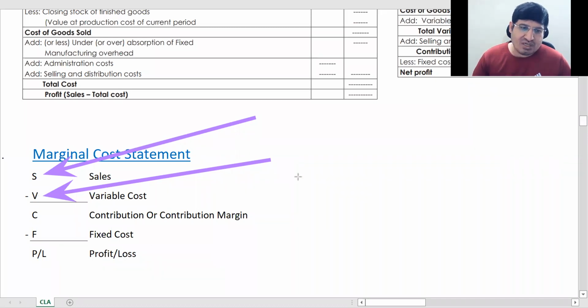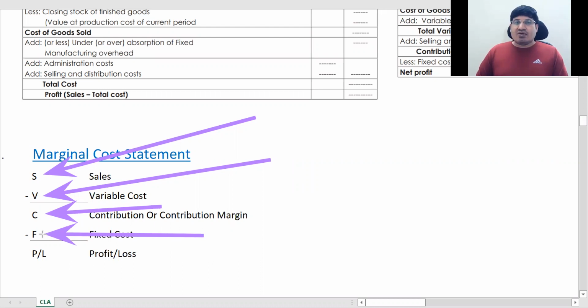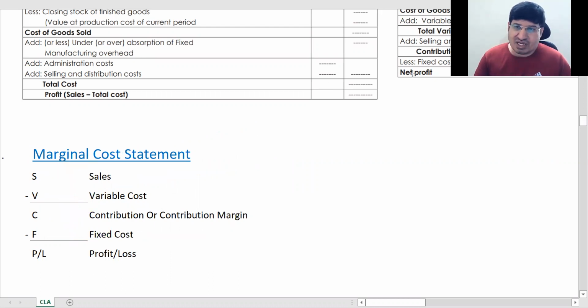So the difference between the two gives you a fund called contribution. From contribution, if you deduct your fixed cost, which is your period cost, which remains constant for a period, it's also called period cost. Once you deduct that, you will get profit or loss. So basically this is how marginal costing functions. This is the main statement by which marginal analysis is done.